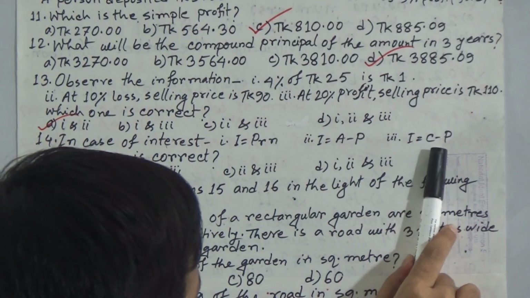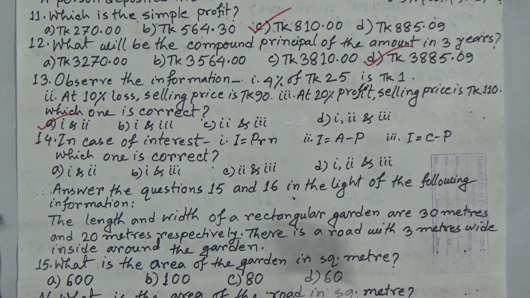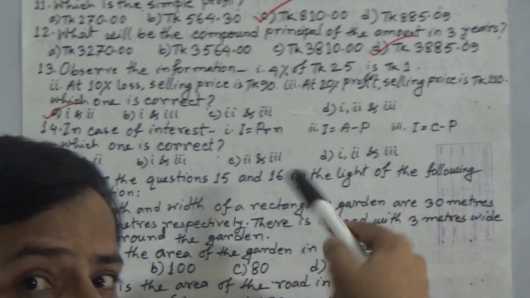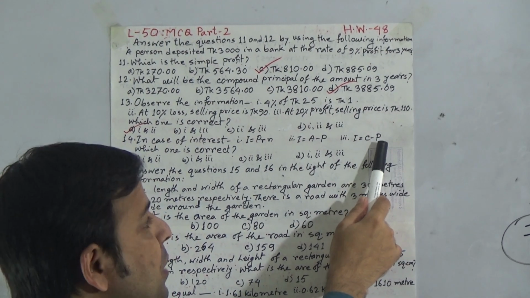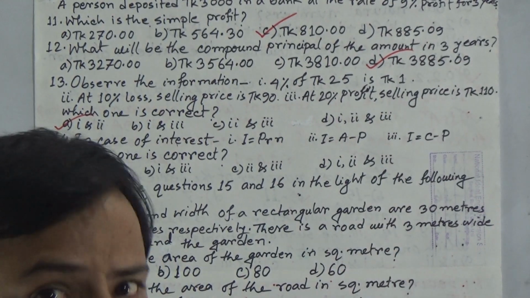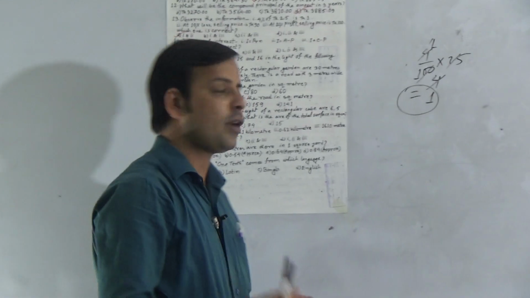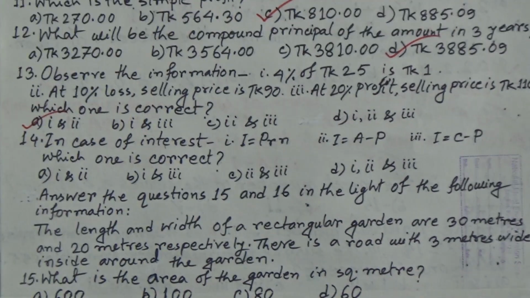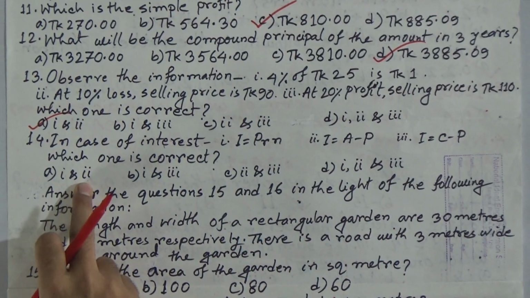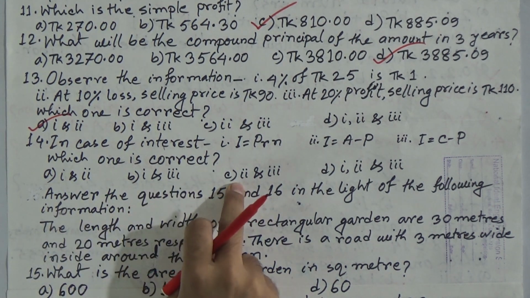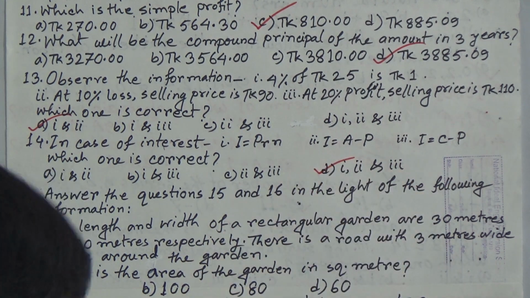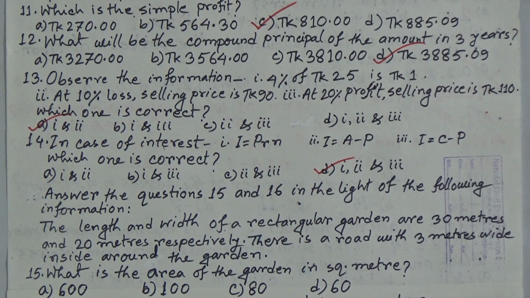Now 3, I equal to C minus P. Here I means interest or profit. In case of compound profit, here C means the compound principal and P means principal. So if we subtract the principal from the compound principal, we will get only interest or profit. So the third one is also correct. It means that 1, 2, 3 all are correct here. So we have to see the options: 1, 2, no. 1, 3, no. 2, 3, no. 1, 2, 3. Yes, this one, all the points given here. So D is correct.